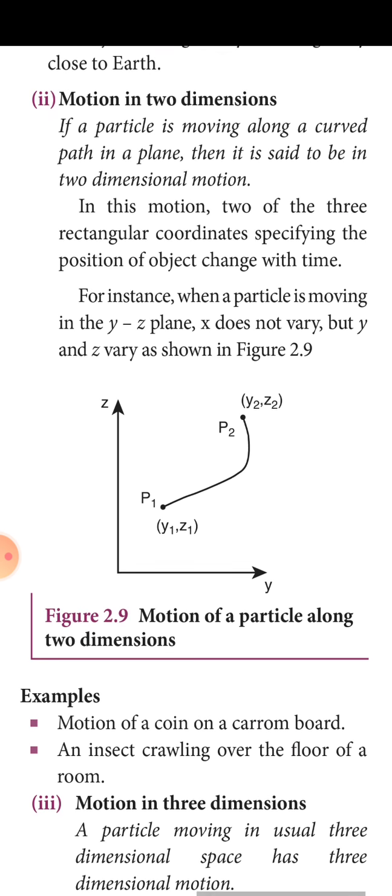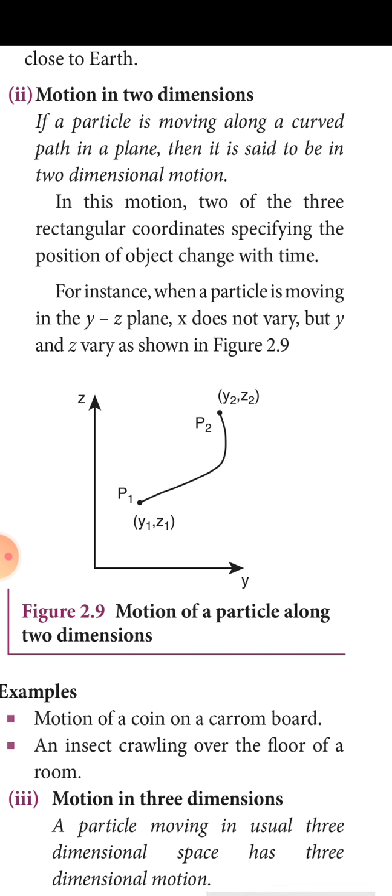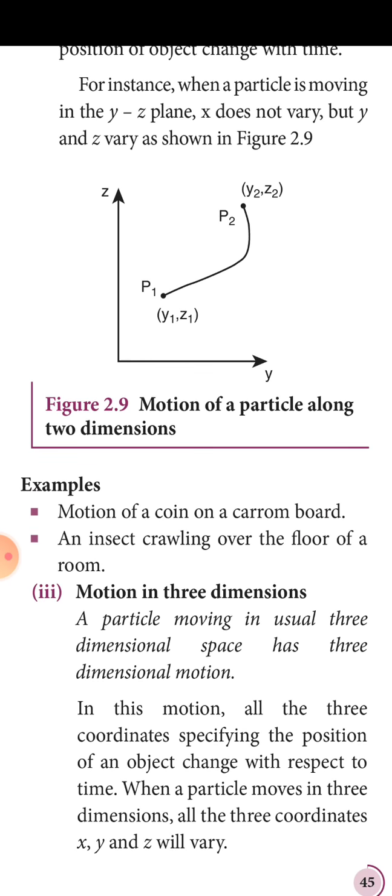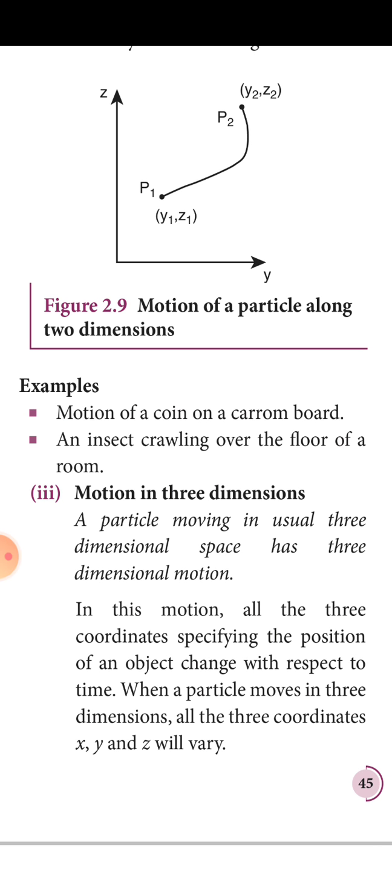Second, motion in two dimensions. A particle moving along a curved path in a plane is said to be in two-dimensional motion. In this motion, two of the three rectangular coordinates specifying the position of the object change with respect to time. For example, the motion of a coin on a carom board, or an insect traveling over the floor of a room.